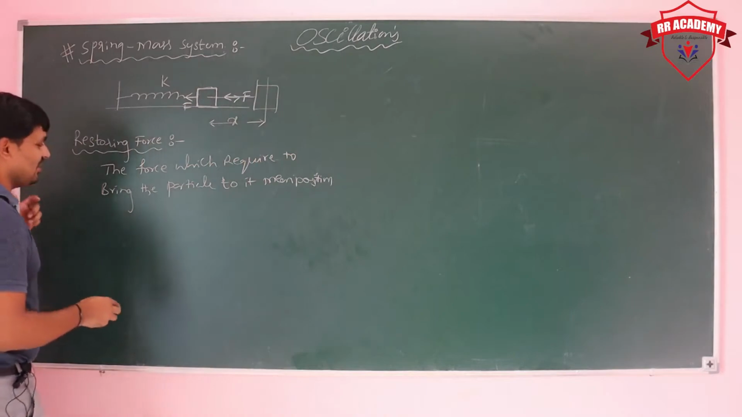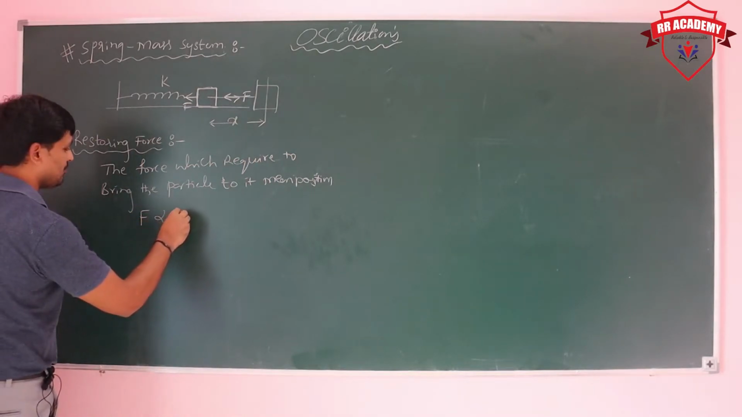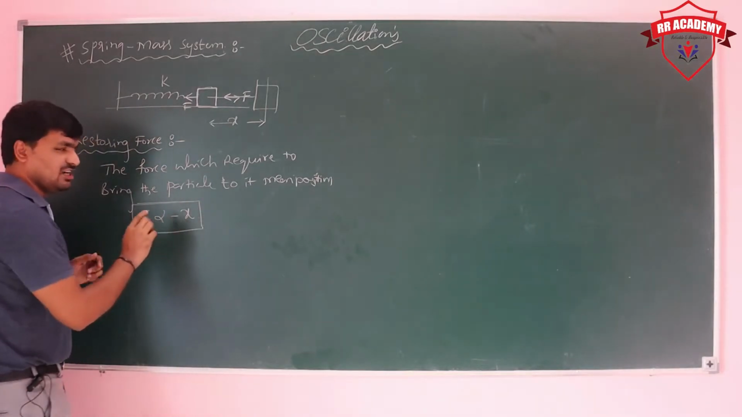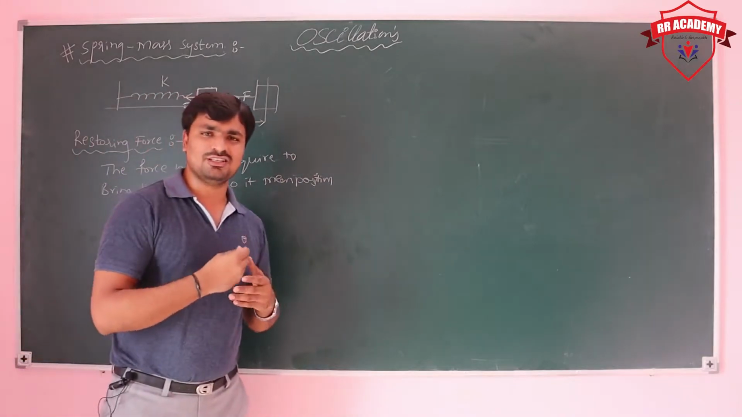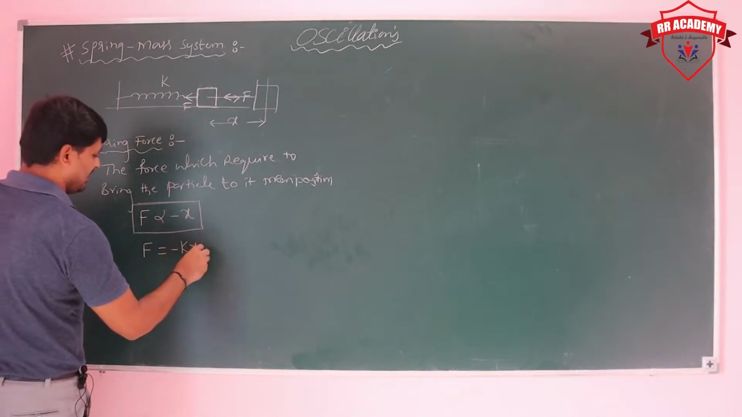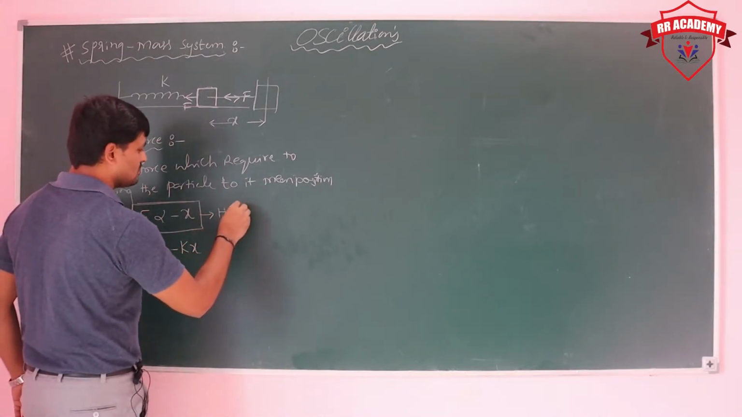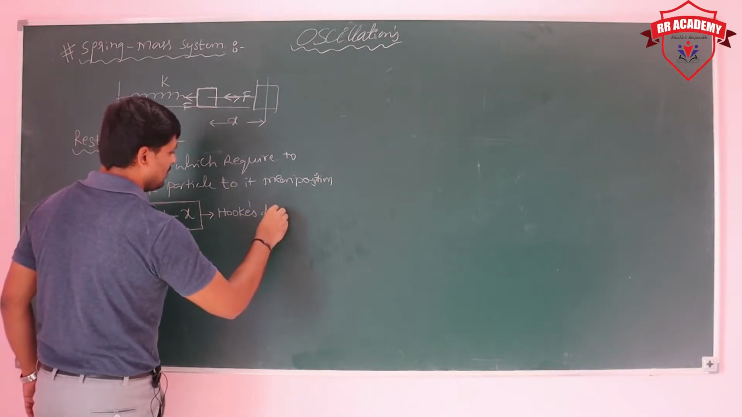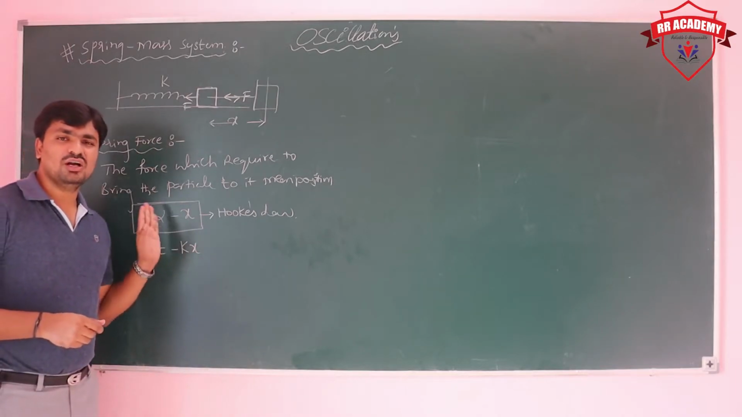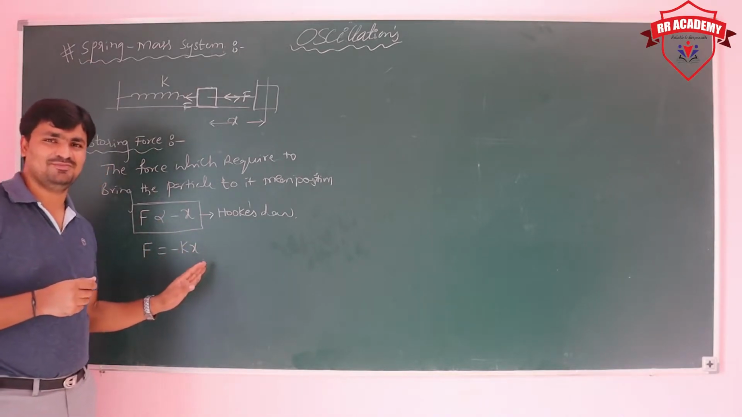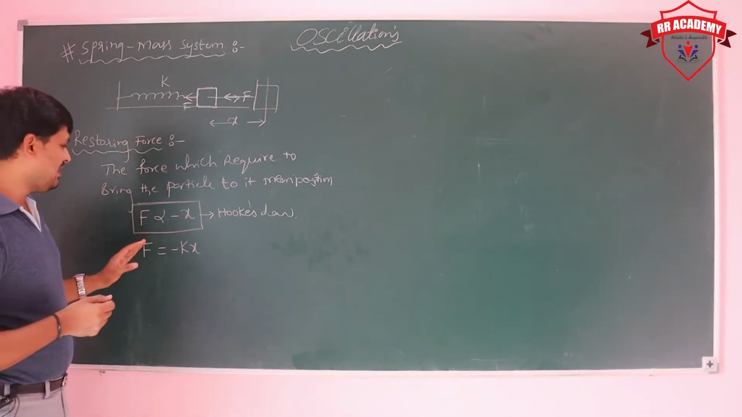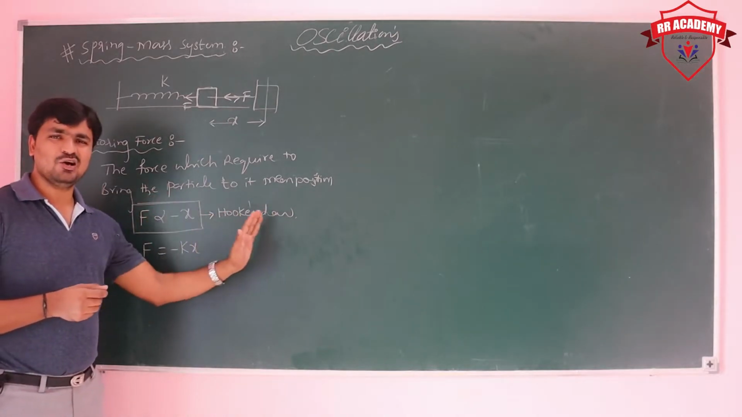So in this condition, the restoring force is directly proportional to the displacement, in the opposite direction. Then we can write F equals minus Kx. This is named Hooke's law. Hooke's law says the restoring force is directly proportional to displacement in the opposite direction.